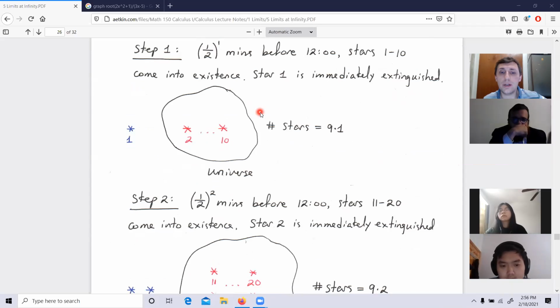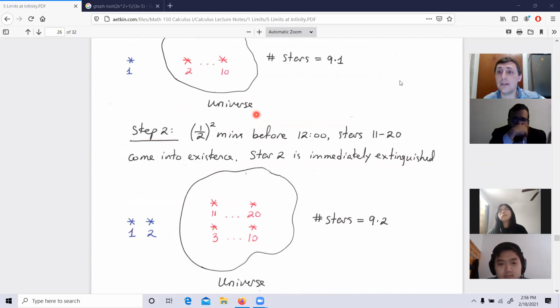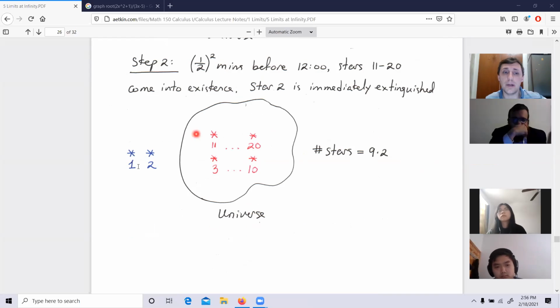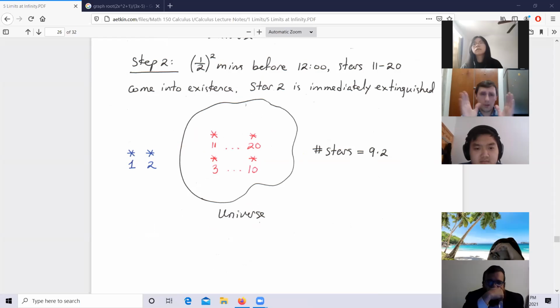Now, 1/2 squared minutes before 12, stars numbered 11 through 20 appear, but this time star number 2 expires. It did not expire after the first procedure, but it expired now. So how many stars do we have in the universe? Clearly, we gained an extra 10 and we lost 1, right? So altogether we gained 9 stars. So it's 9 times 2. Do you agree? Do you see my trend of thinking?